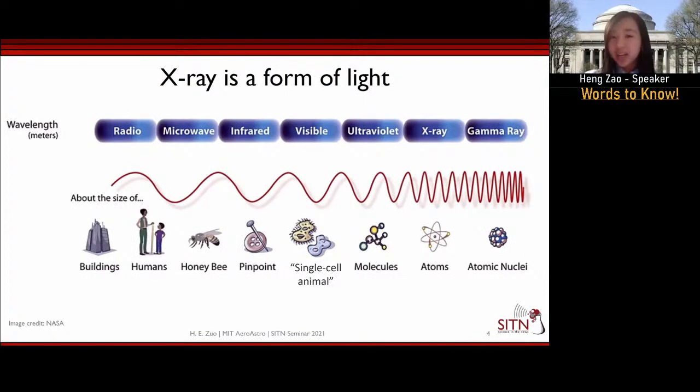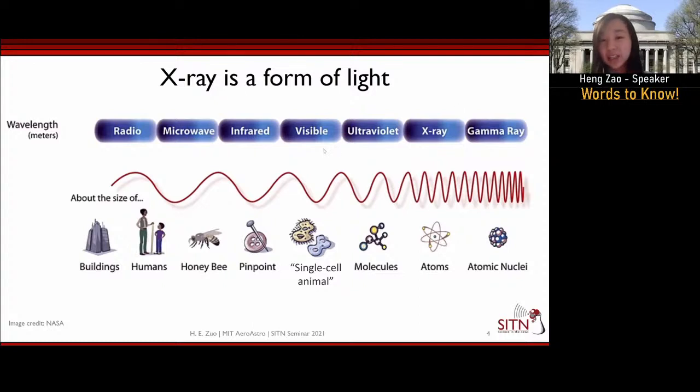X-ray, as I said earlier, is a form of light, just like visible light and some others. Light is both a wave and a particle. It has a wavelength. The longer the wavelength of a light is, the lower the energy of the light particle is.